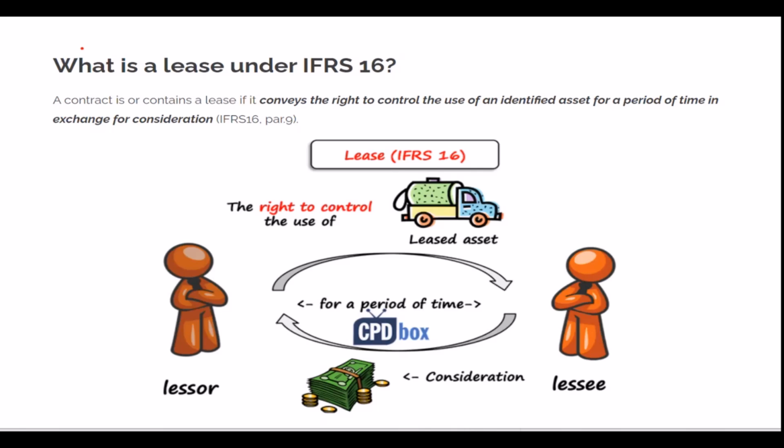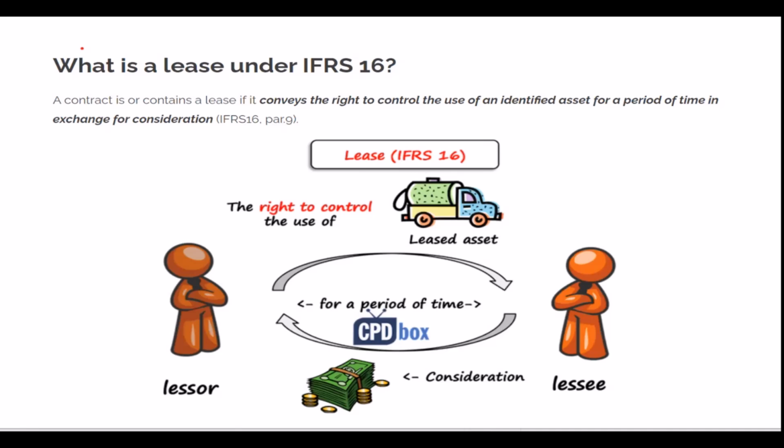So the right to control the use. I've got an example here from CPD Box. You have a truck. In an agreement for a lease, you have the lessor, then you have the lessee. The lessee is the one who is leasing the asset. The lessor is the legal owner, who has transferred his asset to the lessee in exchange for a consideration. So that's what a lease is.